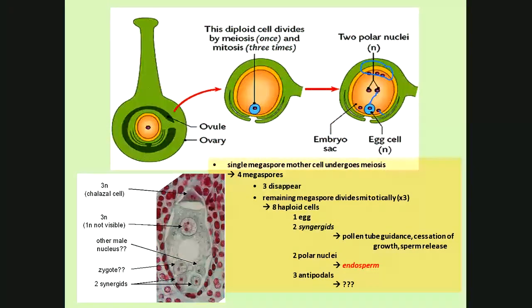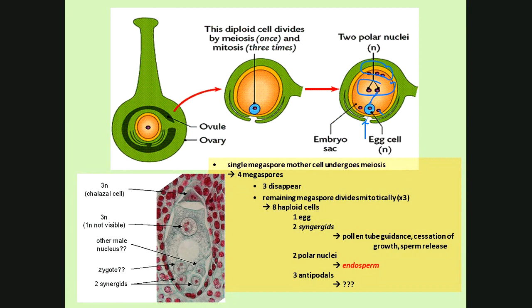An egg, 2 synergids. What do the synergids do? This is the micropyle, that little tiny opening that the sperm is going to come through. The synergids guide the pollen tube and tell the pollen tube when to stop growing. It says, okay, you're here, now release the sperm. And the sperm are then released into that area there. Now, the 3 antipodal cells at the other end, not sure exactly what they do. But we do know what the 2 polar nuclei in the middle do. Remember I said there were 2 sperm. 1 sperm fertilizes the egg.